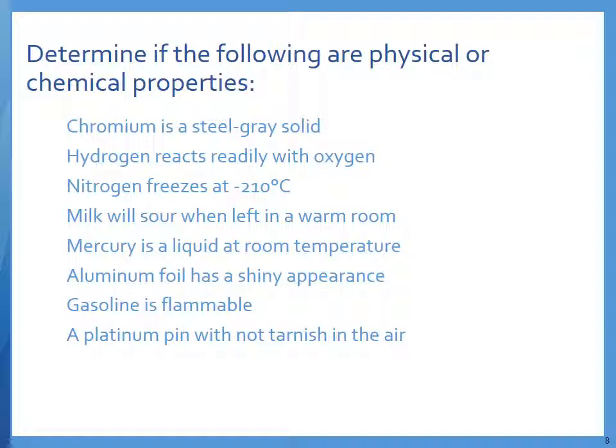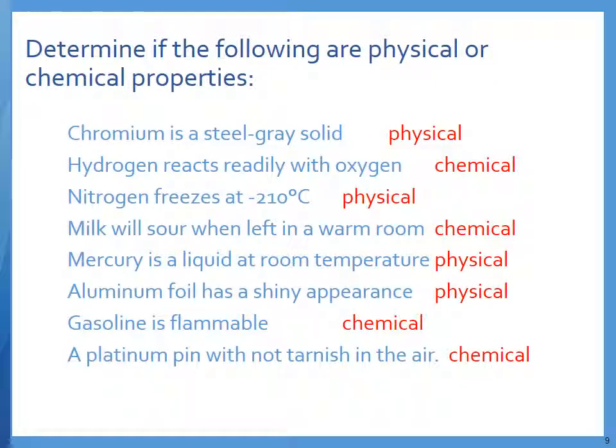Gasoline is flammable. Chemical property is saying how does gasoline react. Platinum will not tarnish in the air. Again, this one's a little more tricky, but it is a chemical property. Even though it does not tarnish, it's still describing the way that platinum reacts with the air. In fact, it doesn't react very well with the air, but it's still a description of a reaction. So it's a chemical property. Okay, so there's the answers.